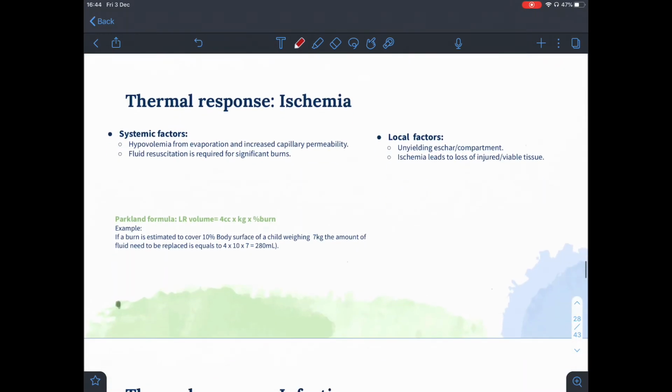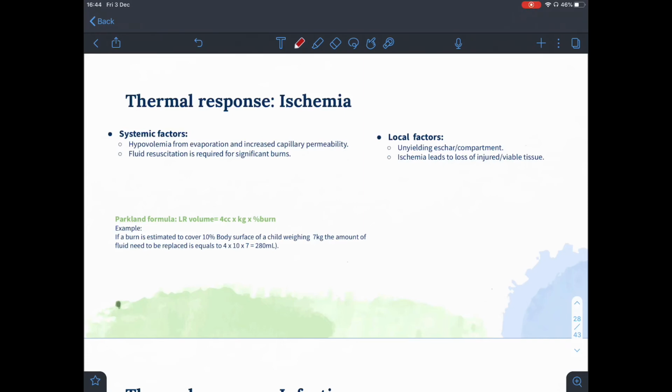Okay. And then ischemia. We have factors that can contribute to ischemia, like hypovolemia because of the fluid loss, and the skin is not there to prevent water loss. So evaporation and increased capillary permeability. So fluid resuscitation is required for significant burns, so we don't go into hypovolemia and end up at ischemia.